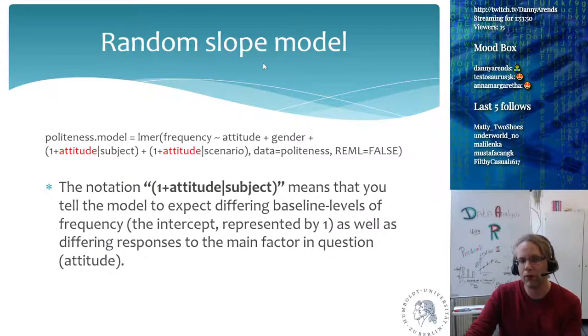So how do we do a random slope model? Well, we write it down like this in R. The frequency, which is the thing that we want to predict, is based on the attitude and on the gender, and now we allow every subject to have an intercept, but we also allow every subject to have its own attitude effect, right? So subject one can have a drop of like 25 hertz, subject two might have a drop of only 10 hertz. And of course, we also do this attitude by scenario. So we also write a 1 plus, and that just has to do with the way the model is specified in R. The notation 1 plus attitude dependent on subject means that you tell the model to expect different baseline levels of frequency, the intercept represented by 1, as well as a differing response to the main factor in question, which is our attitude.